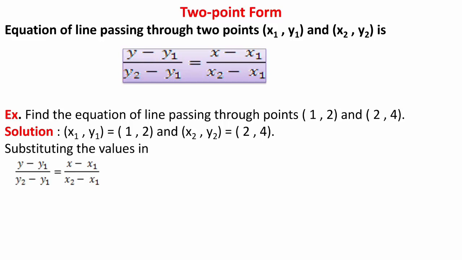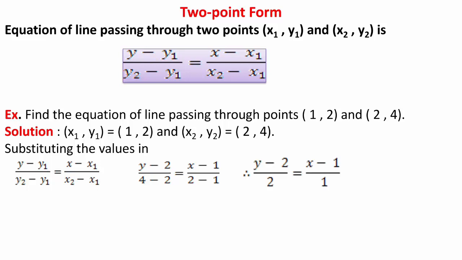Substituting the values in the equation (y minus y1) divided by (y2 minus y1) equal to (x minus x1) divided by (x2 minus x1), that is (y minus 2) divided by (4 minus 2) equal to (x minus 1) divided by (2 minus 1). That is, (y minus 2) divided by 2 equal to (x minus 1) by 1. That is, y minus 2 equal to 2 times (x minus 1), which is nothing but 2x minus y equal to 0.